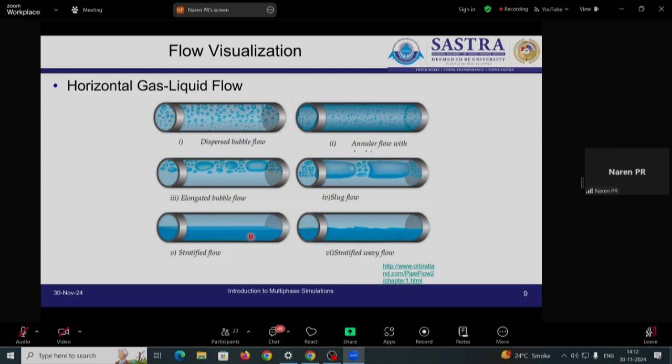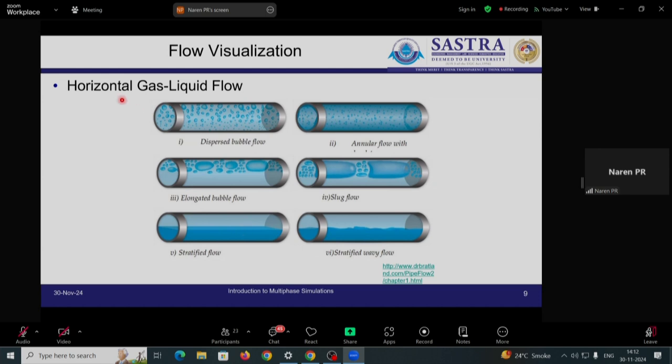Whereas if you see in the bottom, these are called stratified flows. Why are they stratified flows? This is primarily one fluid phase, and this is another fluid phase. So you primarily have two fluid phases. They are still co-flowing, but they are only in contact through this surface which separates them. So that is why this is stratified flow.